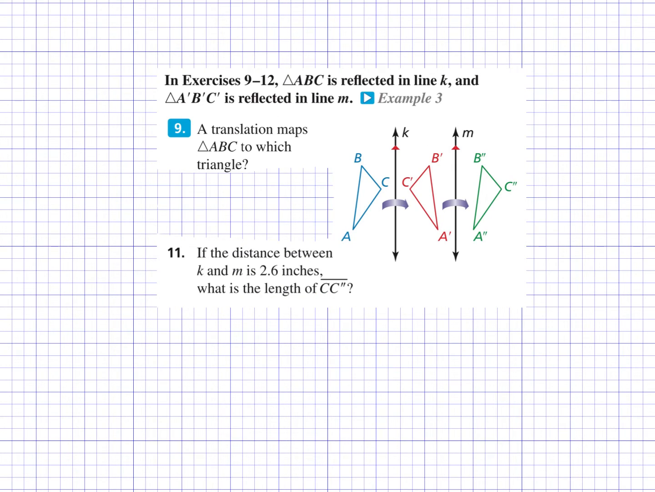All right, reflection. Now, remember what I said at the beginning. This distance, D, is half of that distance. That distance is 2D. So whatever, you're going by the distance from K to M here. So now, if the distance between K and M, in this case D, is 2.6, what is the length of C to C double prime? Again, anywhere from the preimage to the image is twice whatever D is. So C to C double prime is going to be 5.2.